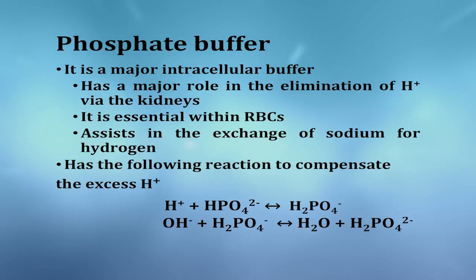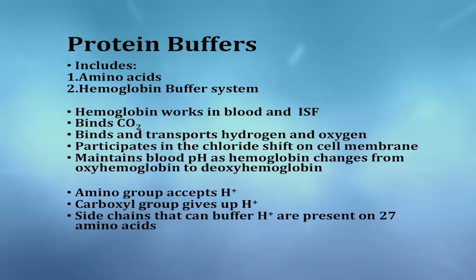hydrogen ions. Usually the hydrogen will bind to hydrogen phosphate to form dihydrogen phosphate ions. This can combine also with hydroxyl ions to form water and hydrogen phosphate ions. What about protein buffers? They include amino acids and also the hemoglobin buffer system.